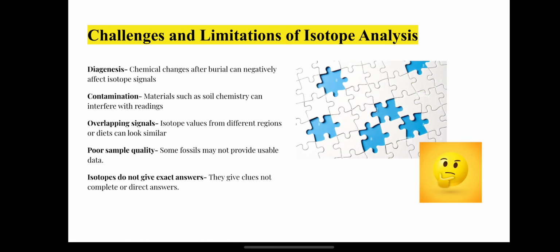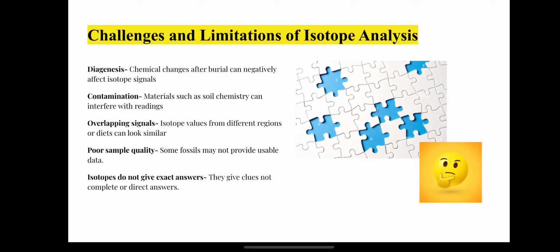Just like all scientific methods, isotope analysis has its limitations. One big issue is diagenesis, and that's when chemical changes happen to a fossil after burial. Over time, things like groundwater can alter the isotopic signals in the bones, which makes it harder to interpret them accurately. There's also contamination. Poor handling in the lab can interfere with readings, so scientists have to be careful with how samples are collected and handled.